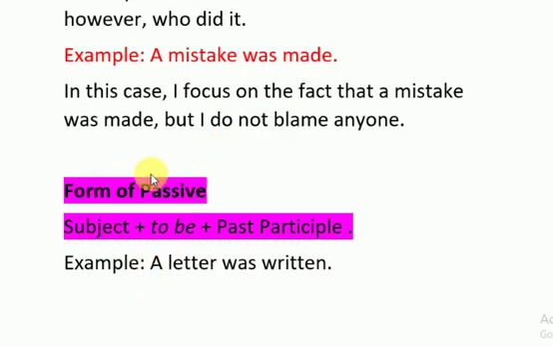So here is the form of the passive, how we form the passive voice. It's a subject plus verb to be plus past participle. Here is an example. A letter was written.